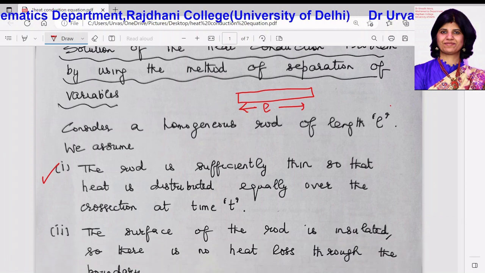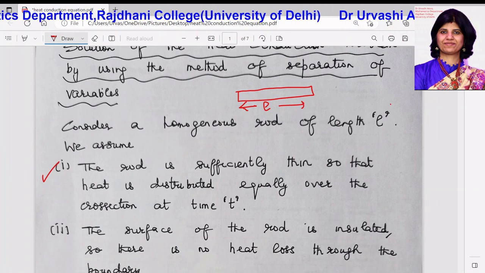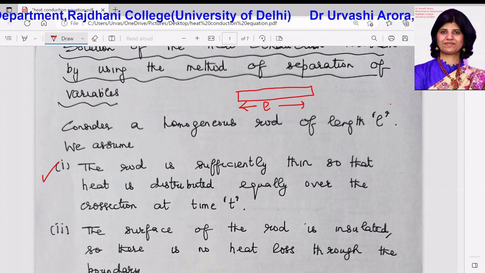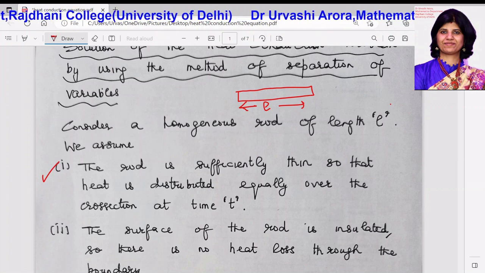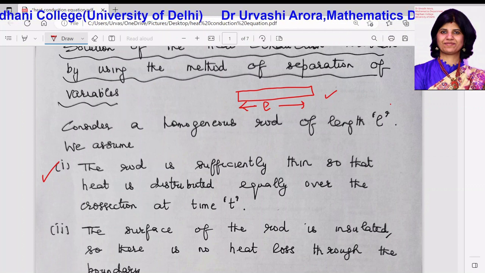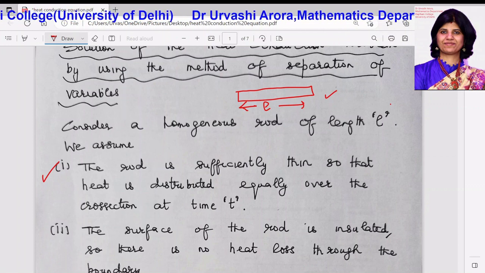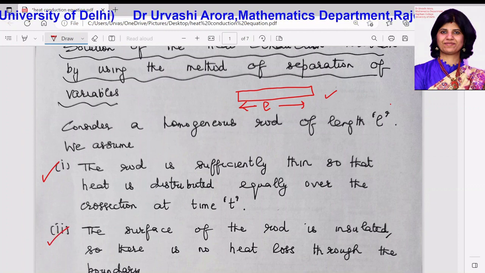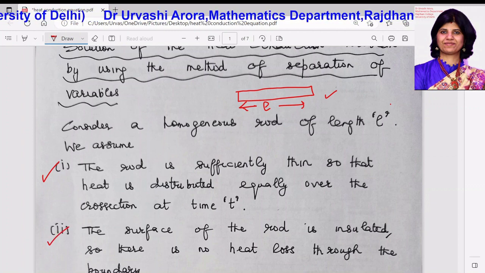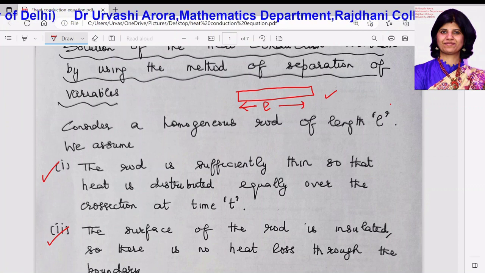Now the first assumption that we make about the rod is that the rod is sufficiently thin so that the heat is distributed equally over the cross section at time t. So we assume that the rod is not very thick, it is thin, so that the distribution of heat throughout the length of the rod is equal at any time t. Then the second assumption that we make about the rod is that the surface of the rod is insulated so that there is no heat loss through the boundary.